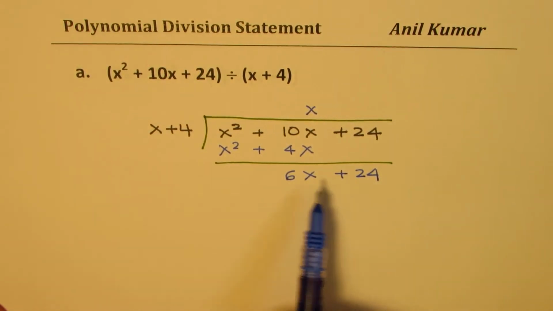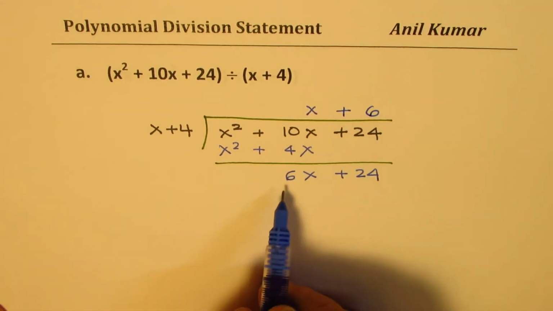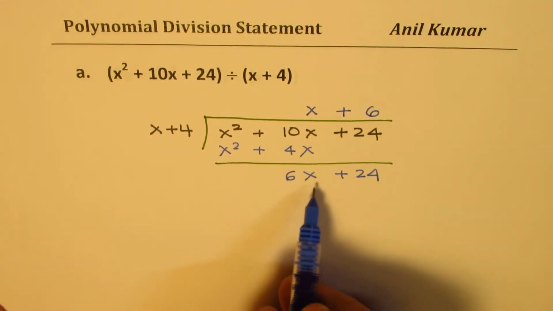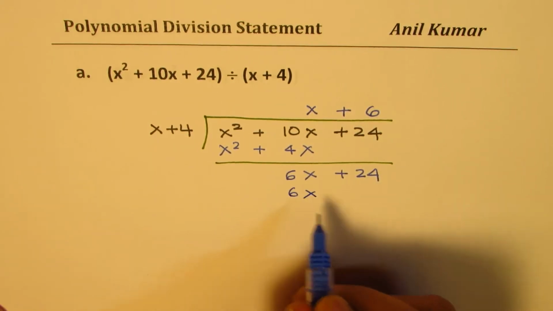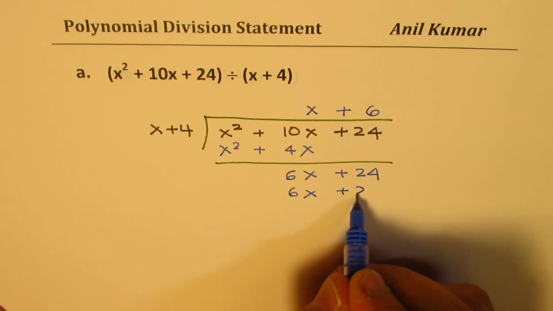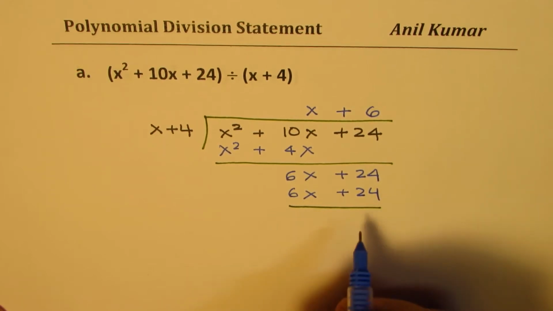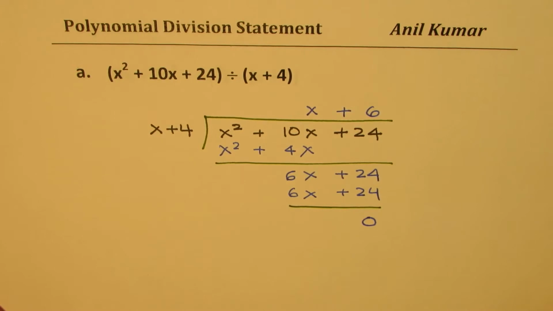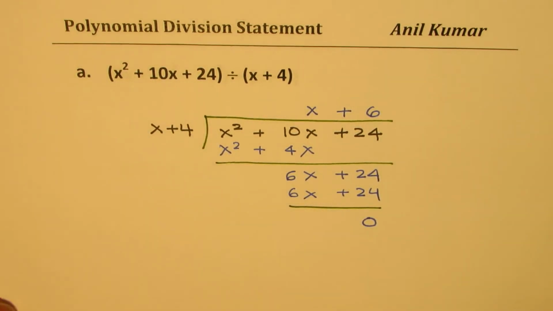We can further divide it by 6. So plus 6. The idea is to get rid of the very first term, the leading term here. 6 times x is 6x and 6 times 4 is 24. Now in this case, the remainder is 0.